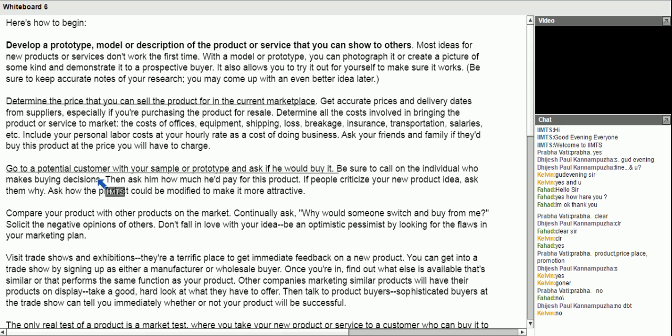Next, go to a potential customer with your sample or prototype and ask if he would buy it. Now, once you are ready, try to get some prospective customers. Be sure to call on the individual who makes buying decisions. Then ask him how much he would pay for this product. If people criticize your new product ideas, ask them why. Ask how the product could be modified to make it more attractive. Right? So this is one way of getting feedback and then making changes based on that. Next step, compare your product with other products on the market.